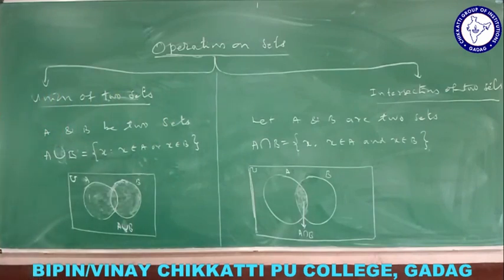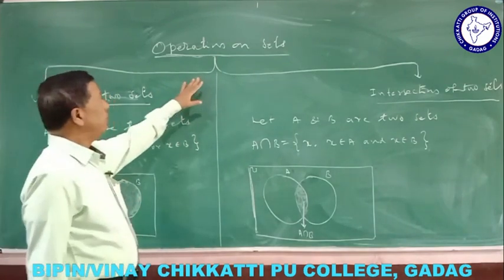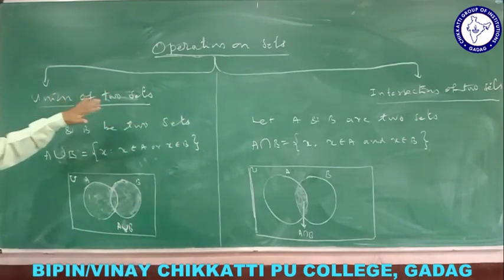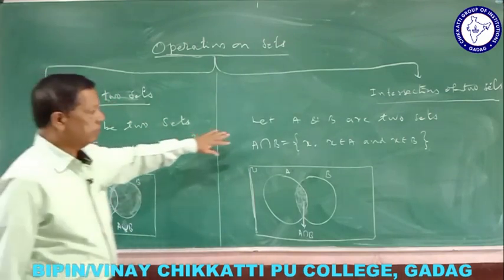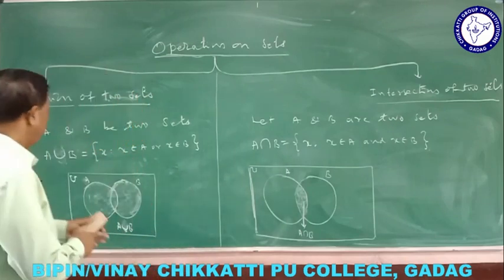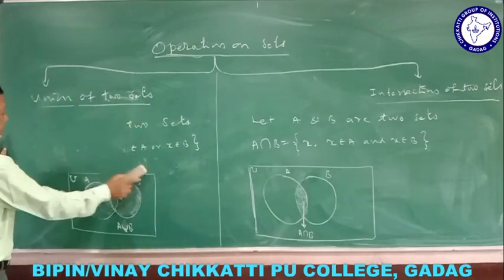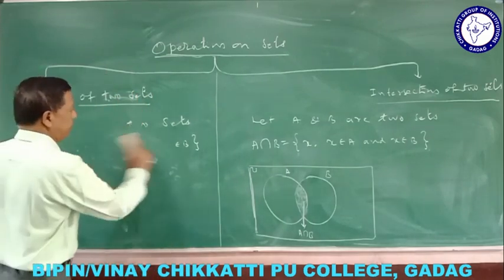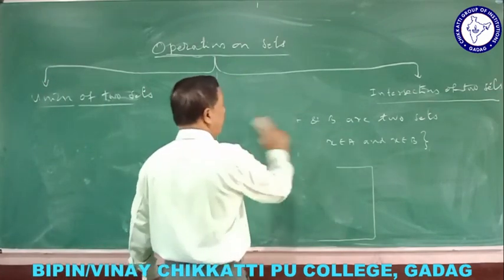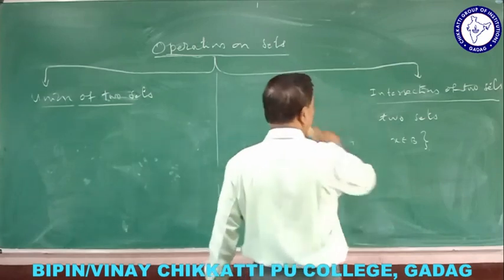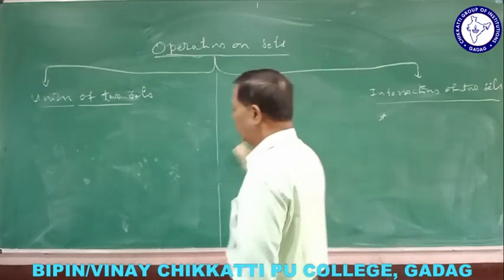But now I want to discuss how we go about considering the properties. Operation on sets: union and intersection. Here I have seen the definition, and here also I have seen the definition. Now I go for properties of union and properties of intersection, and accordingly we will go for working problems later on. So only the properties I am considering in both the cases.